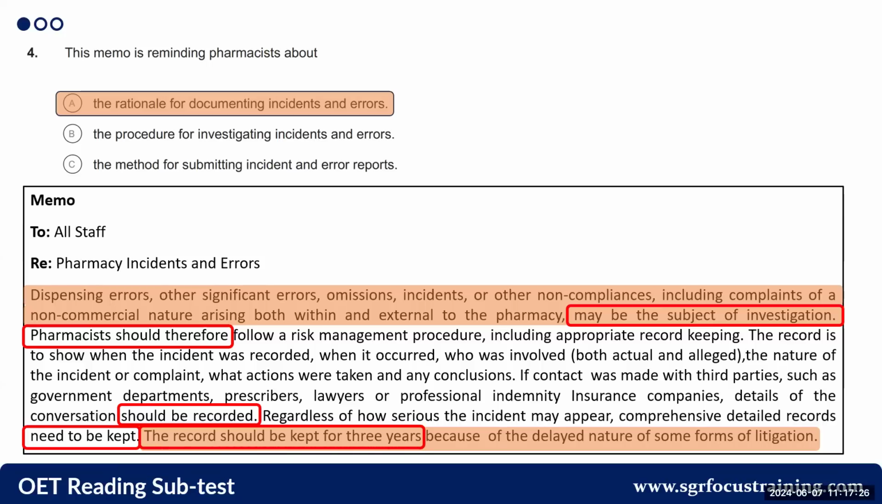Now let's try to eliminate C, so we could definitely pick A. It says the method, so what to do, and it's talking about submitting incident and error reports. So is it giving us a particular way of submitting incident and error reports? Again, similar to B, there is no procedure where it tells us how incident and error reports are to be submitted. And therefore, the correct answer is going to be A.